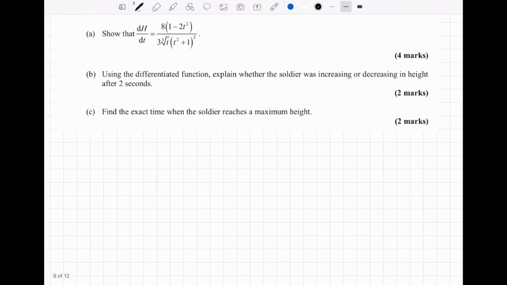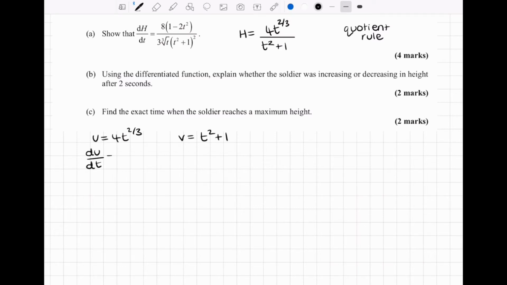Question number 8. The first part that we need to do is differentiate our h. So we have one function divided by another, so we need to use quotient rule for this. So we'll let u equal 4t to the 2/3 and v equal t squared plus 1. So we can calculate du, which is 8/3 t to the -1/3, and dv, which is just 2t, and put it all into our formula.